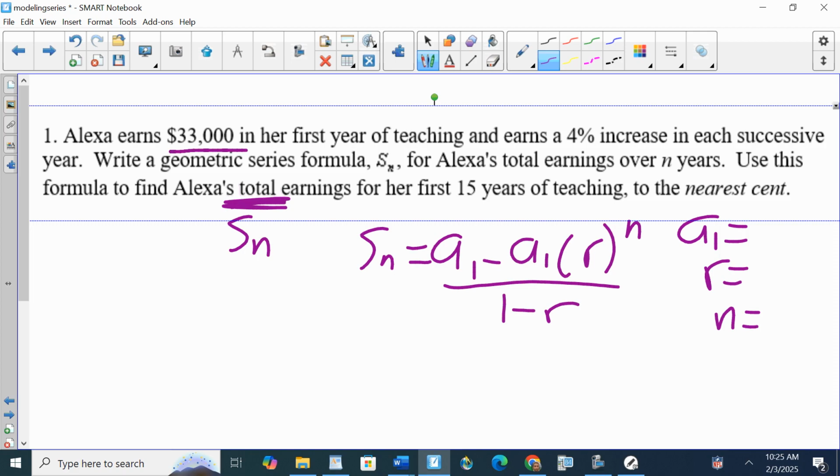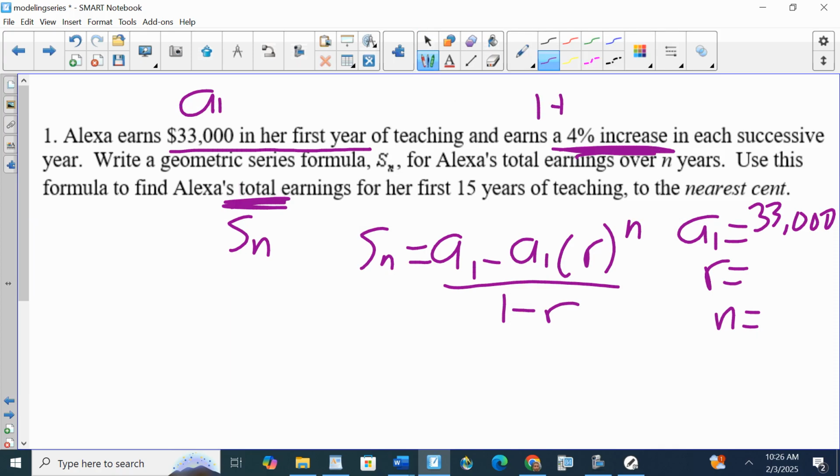Alexa earns $33,000 in her first year. That's A1. A1 is $33,000. And earns a 4% increase. We've talked about this a lot already. It's very important you understand what to do when you're increasing or decreasing by a percent. A 4% increase is 1 plus 0.04, which is 1.04. R is not 0.04, it's 1.04. If I'm increasing by a percent, I add that decimal to 1. If I'm decreasing, I subtract it from 1.